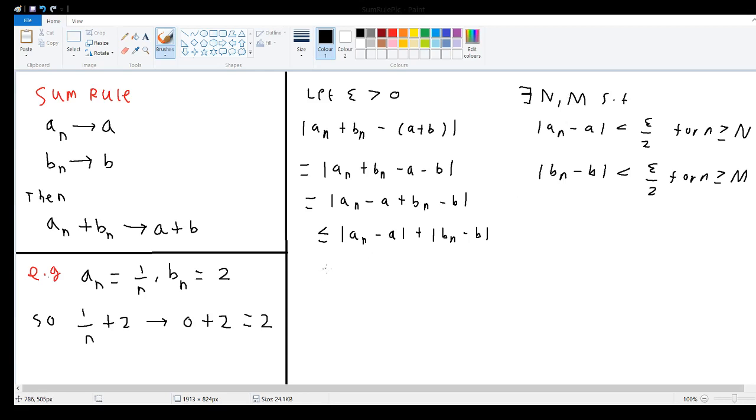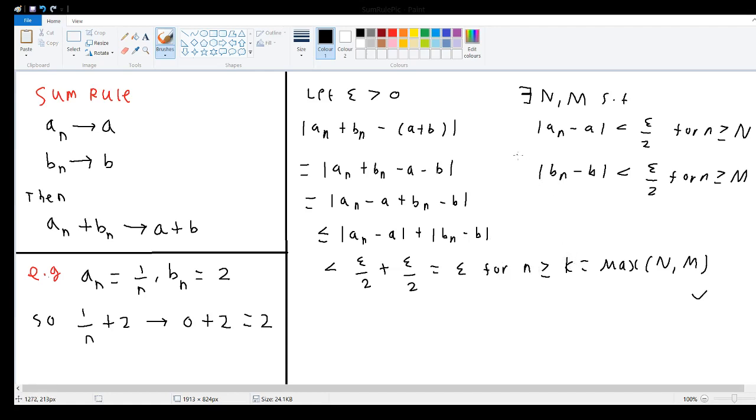So we can say that this will be less than epsilon over 2 plus epsilon over 2 equal to epsilon for n greater than or equal to K, equal to the maximum of capital N and capital M. So we're done. We're finished because we've shown that the modulus of a_n plus b_n minus a plus b is going to be less than epsilon for n greater than or equal to capital K. So the proof is complete.